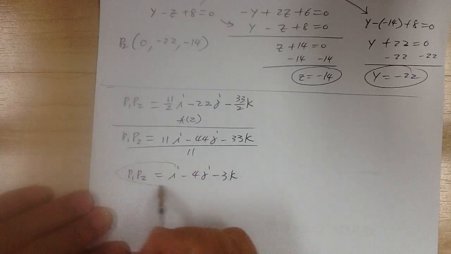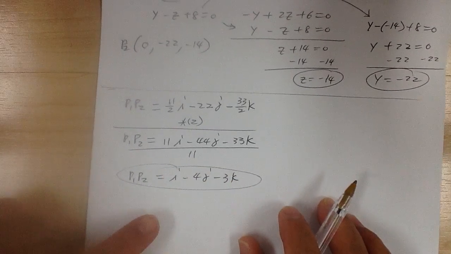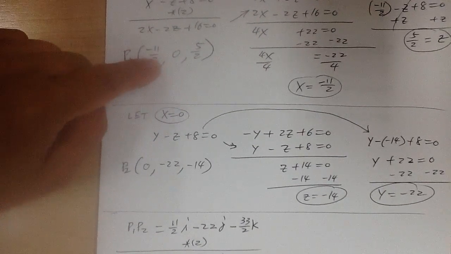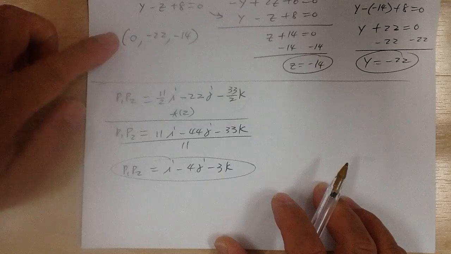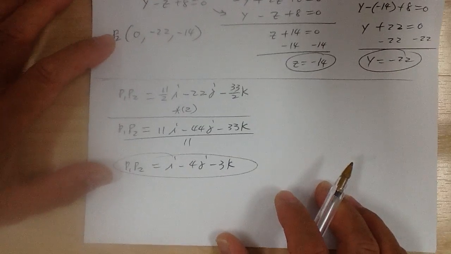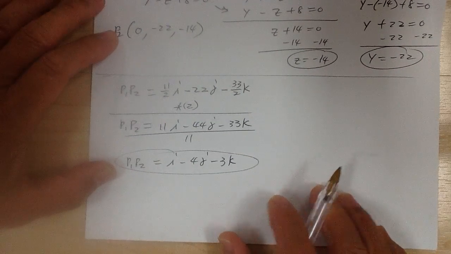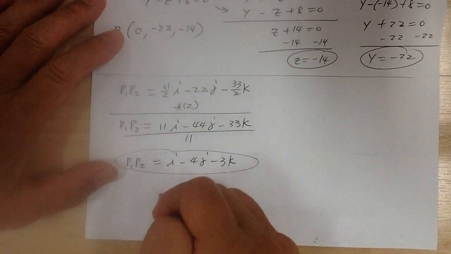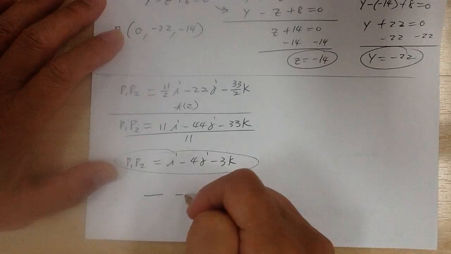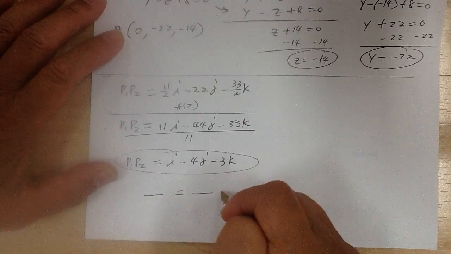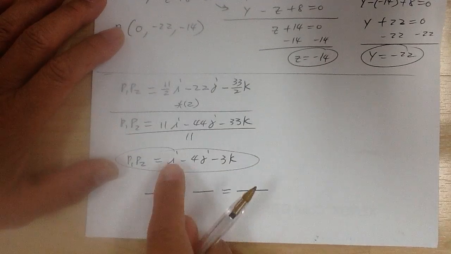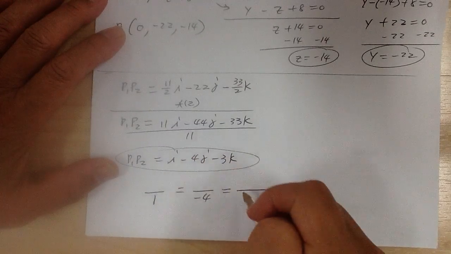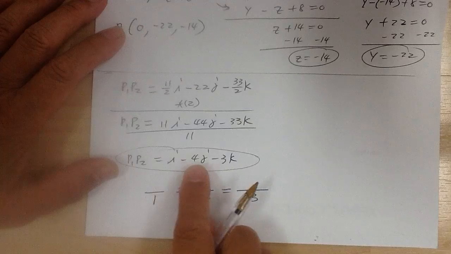Now I don't like to use this point. You can use this point, but this one is a fraction, so I don't like that. So I'm going to use this point and this vector to write my symmetric equation. So get your symmetric form first. This is 1, so you're going to get 1 down here. This is negative 4, and it's going to be negative 3. So 1, negative 4, negative 3 goes down here.